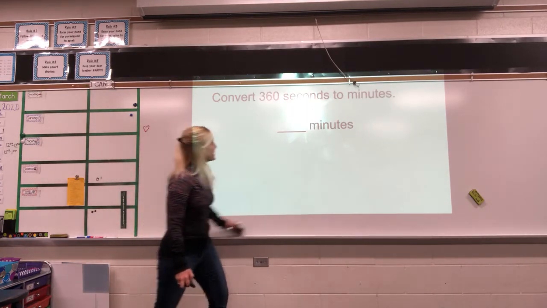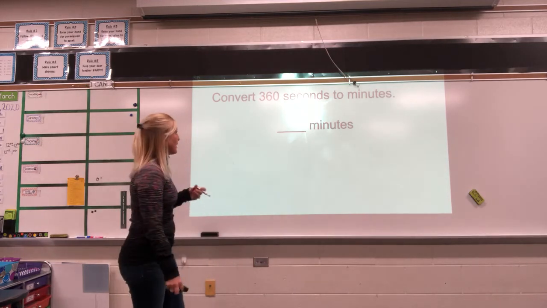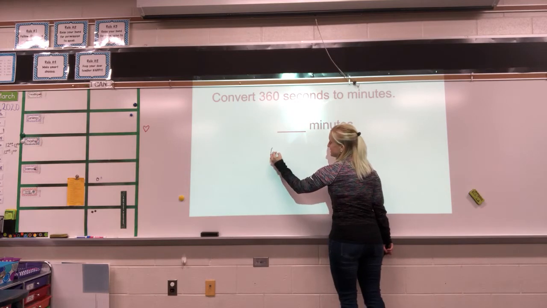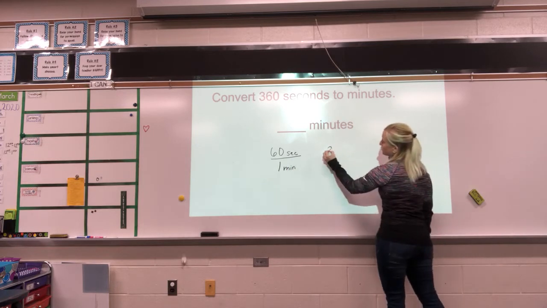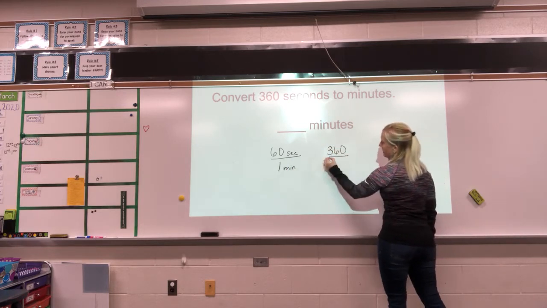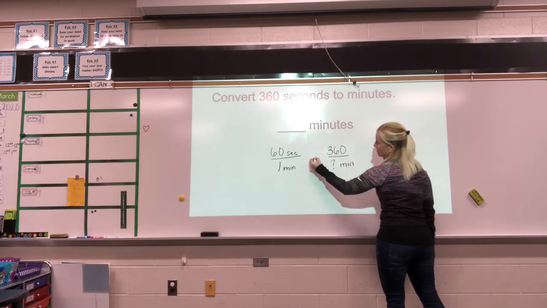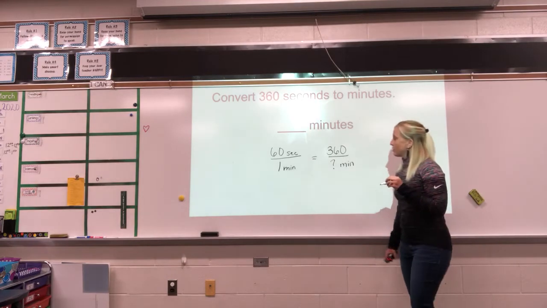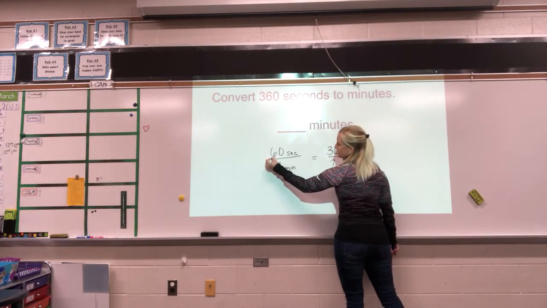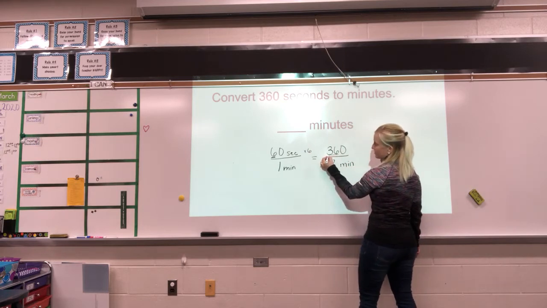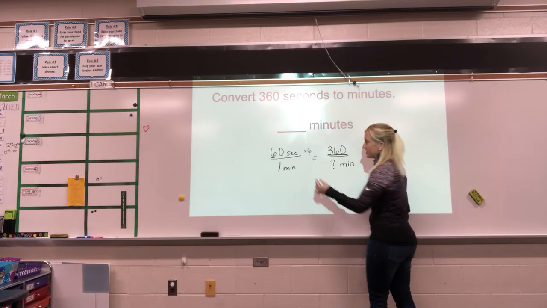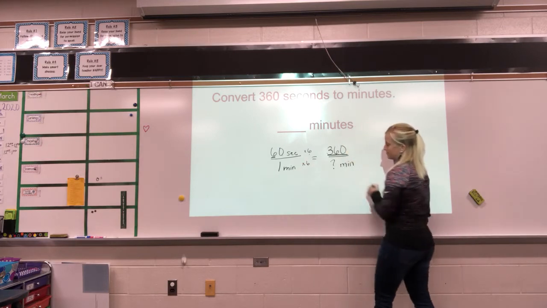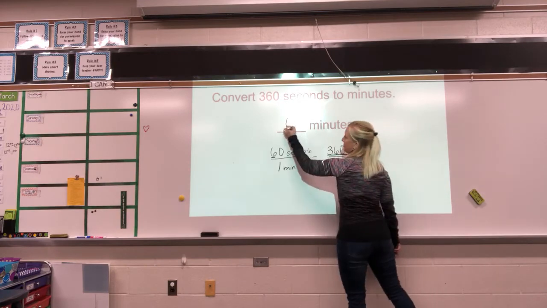This one says convert 360 seconds to minutes. Okay, well, I know that there are 60 seconds in 1 minute. And I have 360 seconds, and I need to know how many minutes that is. So I'm looking at this and thinking, okay, well, I know that 6 times 6 is 36. So 60 times 6 is going to be 360. So I know that down here, if I want to make these equivalent fractions, I'm going to do times 6. So 1 minute times 6.